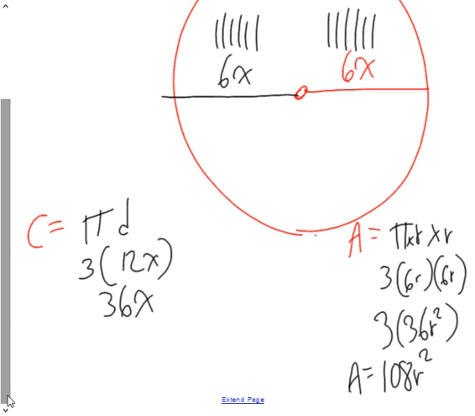Sorry, not r, x. I made a mistake all the way through there, didn't I? 6x and 6x. My apologies. 6x and 6x, 6x squared, and 108x squared would be your area.